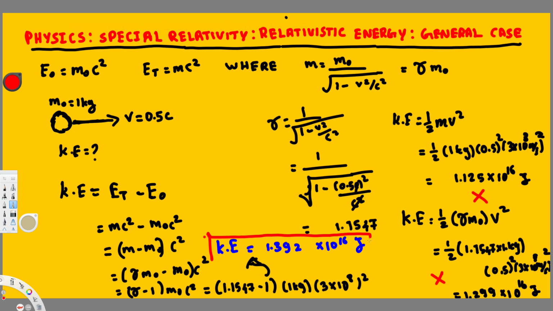So therefore, whenever you have a velocity more than or equal to 10% of the speed of light, you always have to use this equation. And that's how we do this kind of problem.